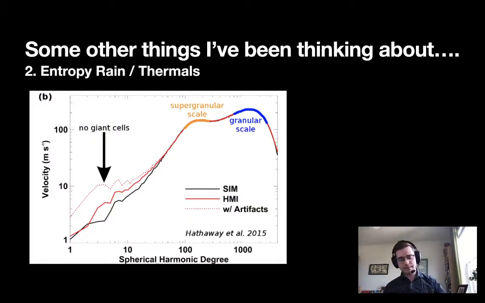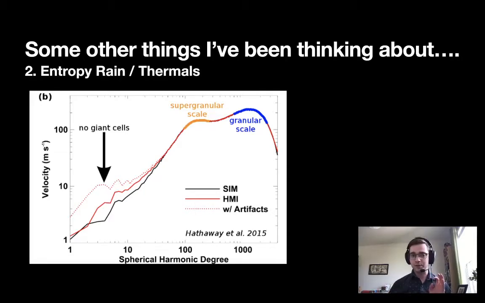And then the last thing that I've been thinking about over the past few years, and which I've proposed to work on with somebody at the Kavli program, is this question of entropy rain or thermals. So here's some observational context for this project. This is a velocity power spectrum of the surface of the sun versus spherical harmonic degree.